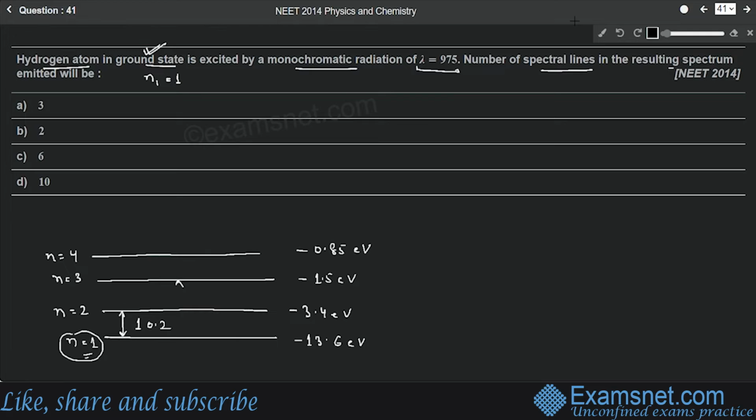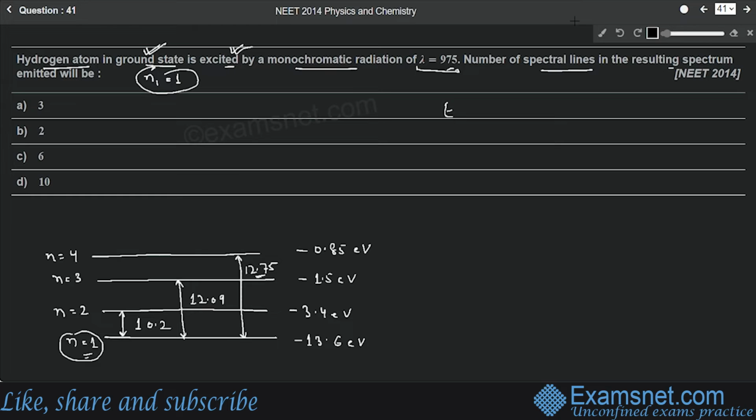Similarly, the difference between n equals to 1 and n equals to 3 is 12.09, and the difference between n equals to 1 and n equals to 4 is 12.75. Now, here we know what will happen: since the hydrogen atom is present in the ground level, that is n equals to 1, and it is excited by a monochromatic radiation of lambda equals to 975 angstrom, after getting excited, it will move up to higher energy levels, right? But we don't know to which particular level it will move. So that we have to find out.